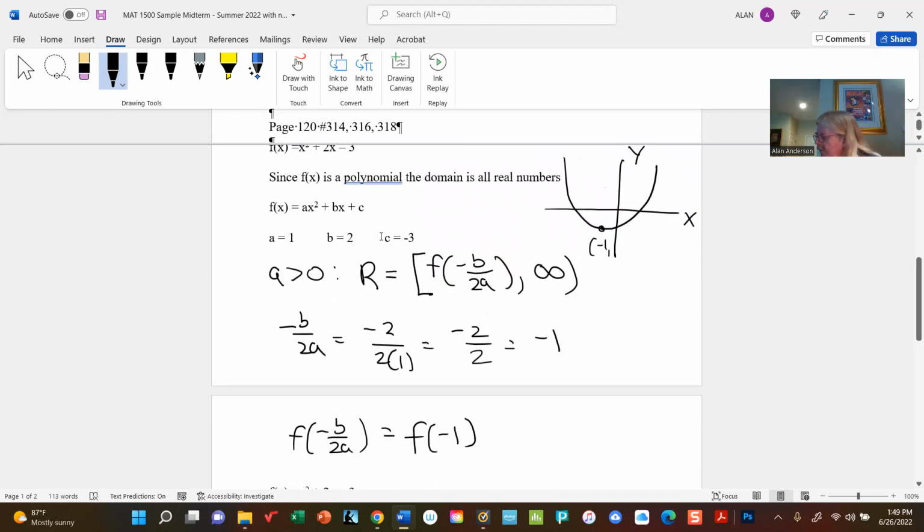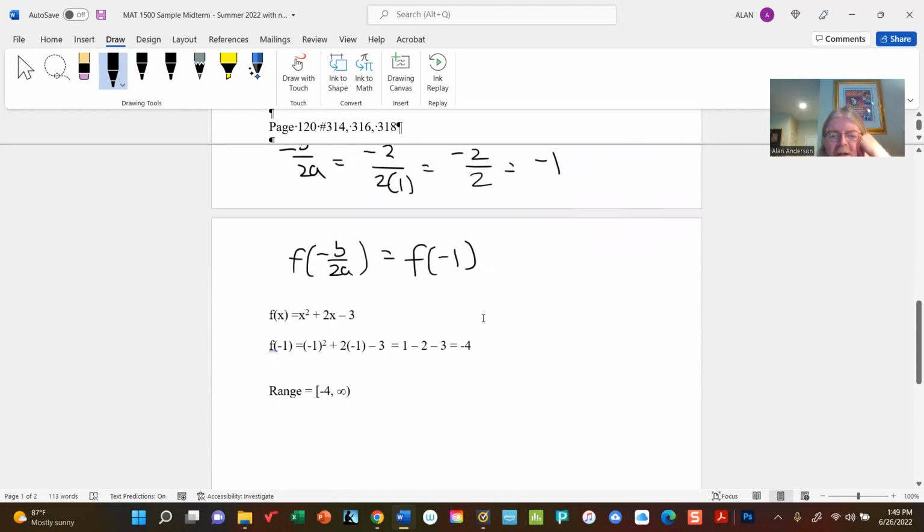Yeah, that's right. -1, -4. The parabola will not fall below there. So in other words, it's not possible for y to retain a value in this function any smaller than -4. So that's our range.